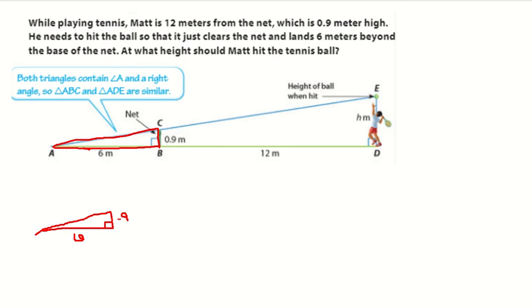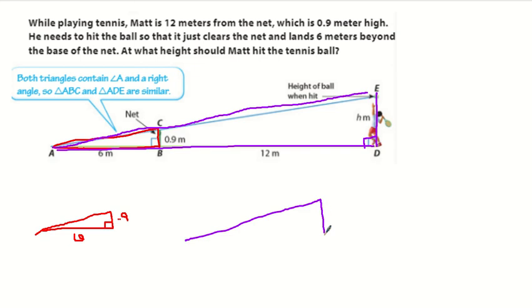Now I also have a lot bigger triangle here. I'm going to draw it in purple. I have the whole entire thing. This is also a right triangle. So we're going to draw the purple one over here. I don't know this side length, that's what I'm trying to find. But I do know this whole side, because from here to here is 12, and from here to here is 6. So this whole side is 18.